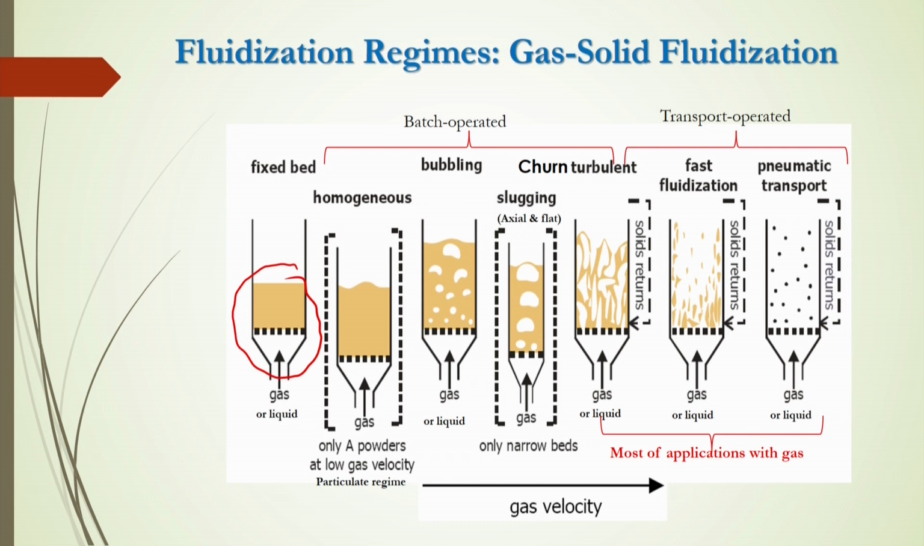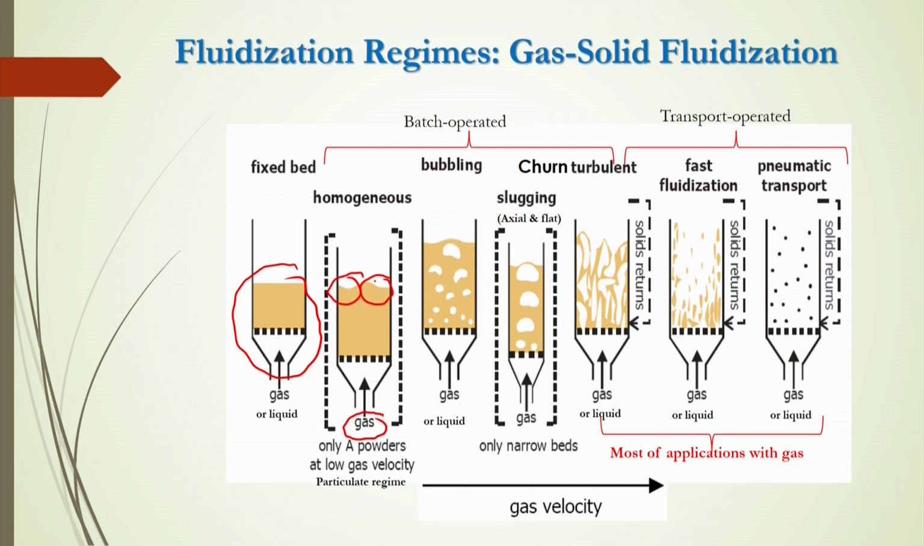After a certain change of gas velocity beyond this fixed bed operation, you will see a change in the characteristics of the bed inside the fluidized bed. If you increase to a certain minimum gas velocity, then you will see this type of particulate, or you can say homogeneous, fluidization operation. Here you will see a significant change of the level of the bed. There will be some tilting, or you will see a wavy shape of the bed.